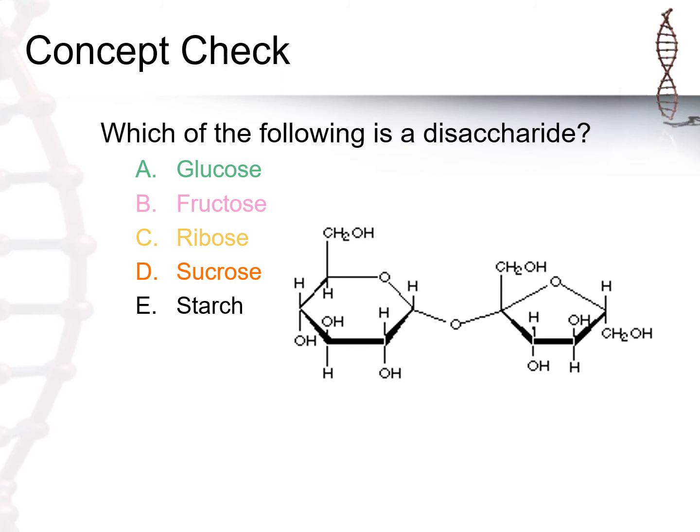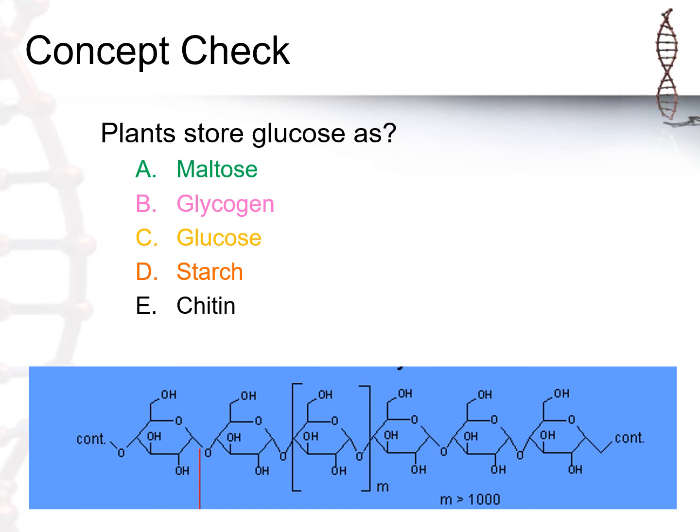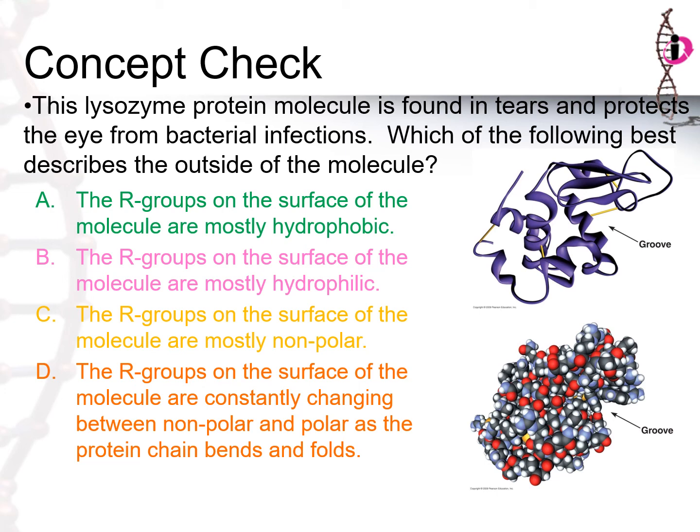Plants store glucose as starch, that's right. Animals store it as glycogen. Now, this is just kind of an example of how I will probably ask you to apply your knowledge. This is why it's important that you know vocabulary, because the question will have lots of vocabulary in it and the answer choices will, but the question is not really what does this vocabulary mean.